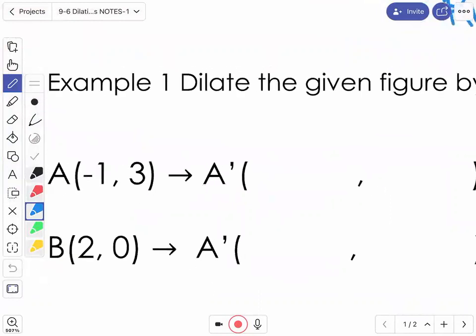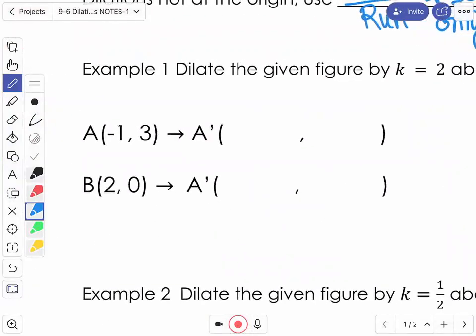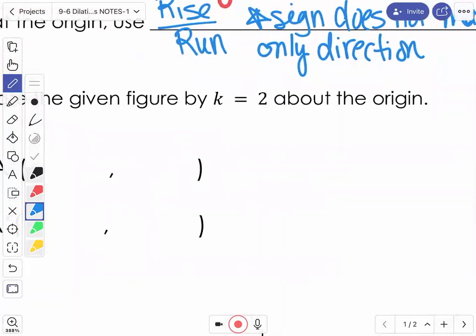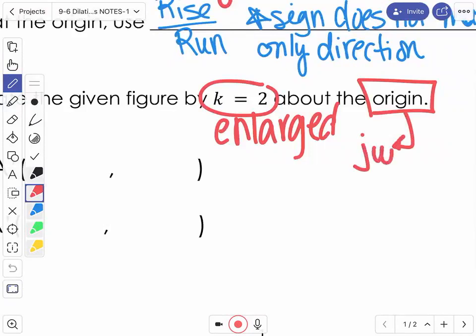All right, so let's try example 1, our first type of dilation that we have here. So dilate the given figure by K equals 2 about the origin. So we have our scale factor, which is 2. It is bigger than 1, so it should be an enlargement. We notice that we've got the origin down here. So that means that we can do exactly what we did last time we looked at dilations, and just multiply.